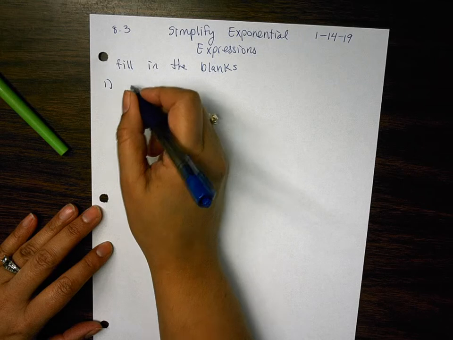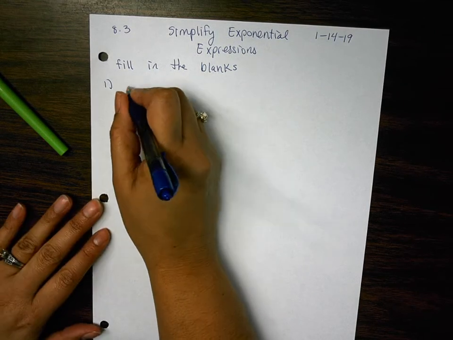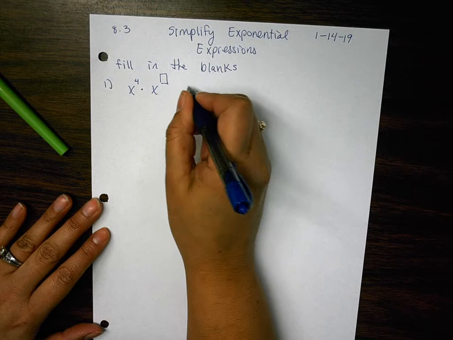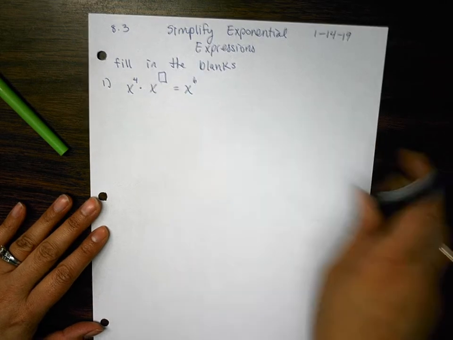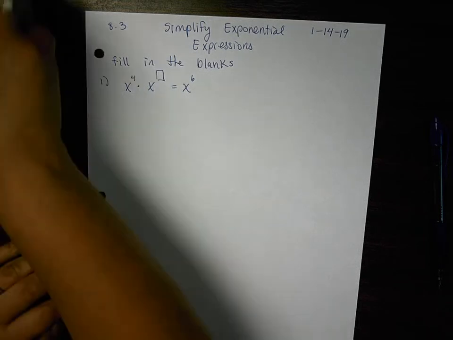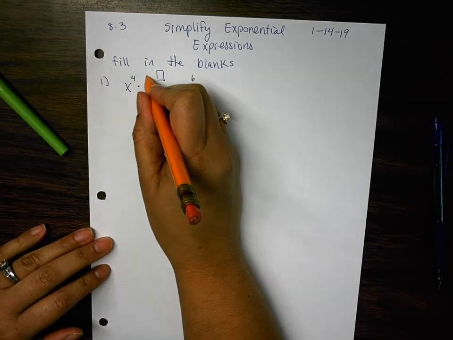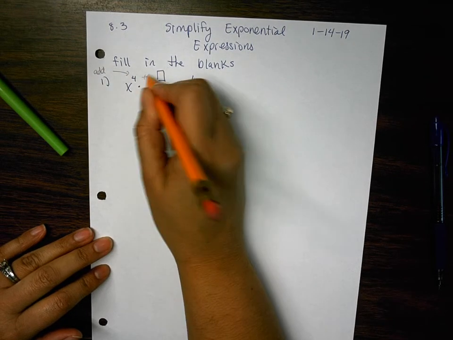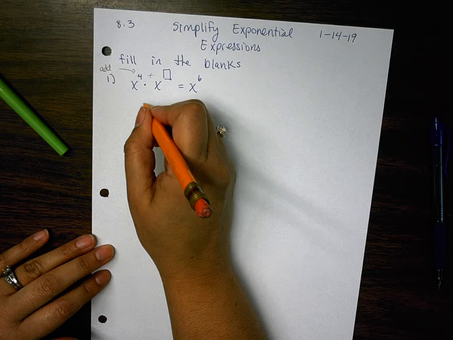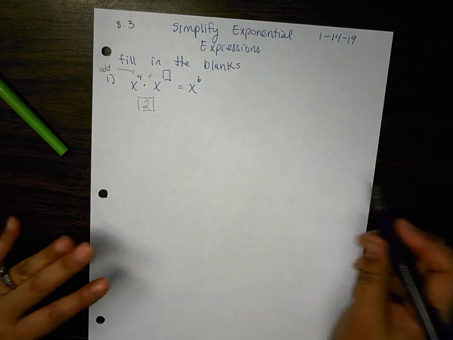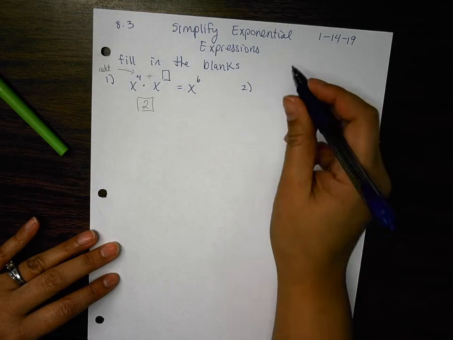Number 1, x to the 4th times x to the blank equals x to the 6th. Right, because when we're multiplying like bases, what do we do with the exponents? You add. And so 4 plus what is 6? You guys just told me it is 2. Do we all agree?